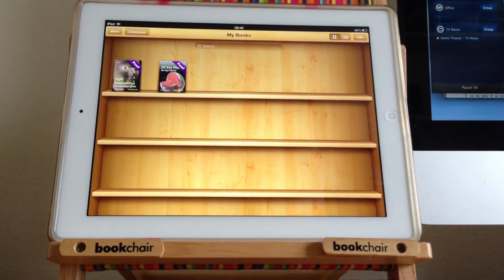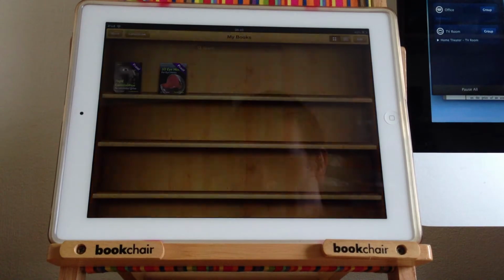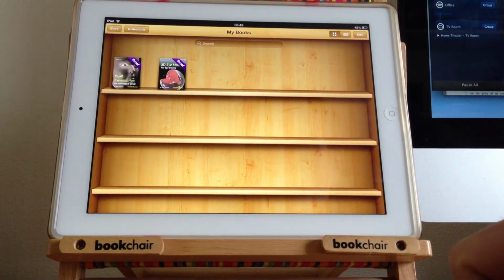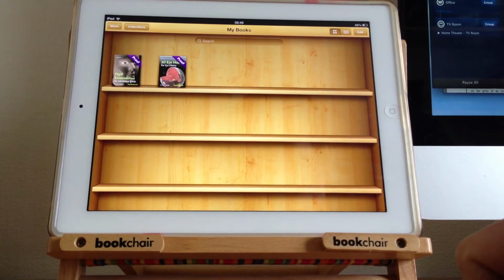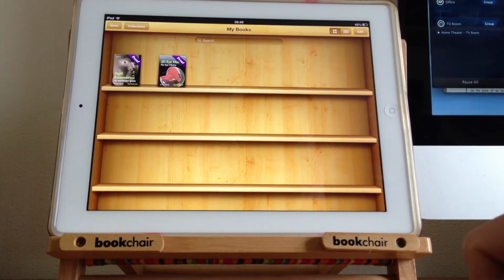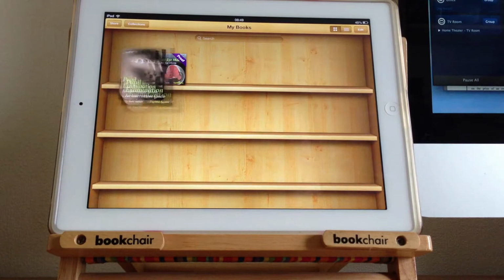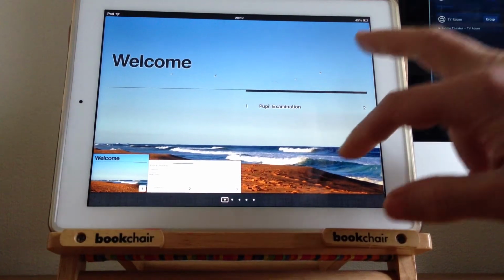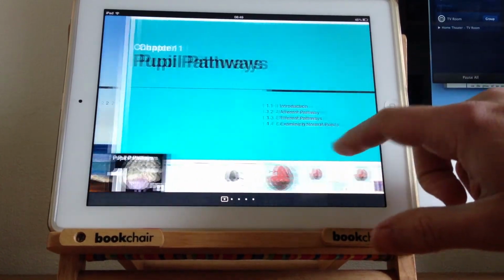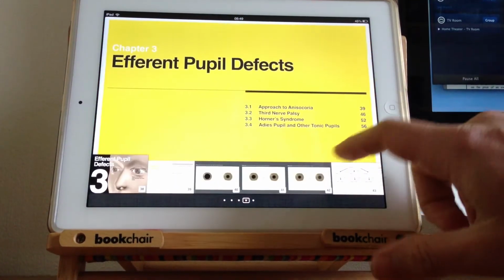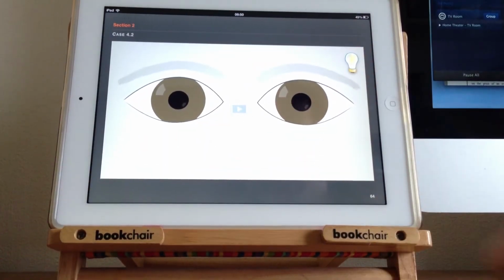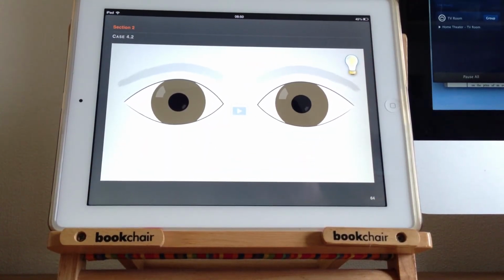Okay, let's see if this is going to be a useful way of doing books. So this is a short video to do a pupil examination quiz. Let's open up the pupil examination book, and we're going to go to the quiz chapter, so we're going to go to chapter 4. Okay, so let's have a look at this one.